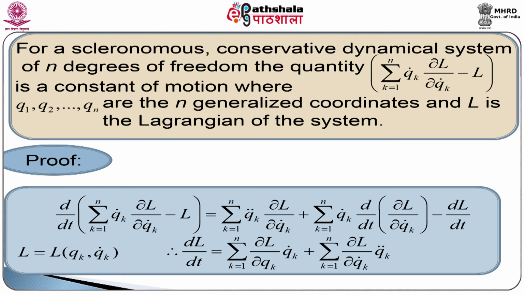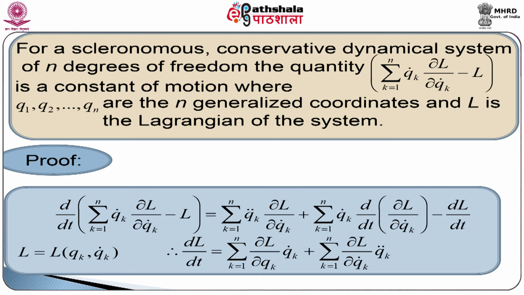Now, for a scleronomous system, Lagrangian L depends only on generalized coordinate qk and generalized velocity qk dot. So, d/dt of L can be written as summation over k ∂L/∂qk into qk dot plus summation over k ∂L/∂qk dot into qk double dot. Here we have used the chain rule of differentiation. Since L depends on qk and qk dot and qk depends on time t, so we get this result.